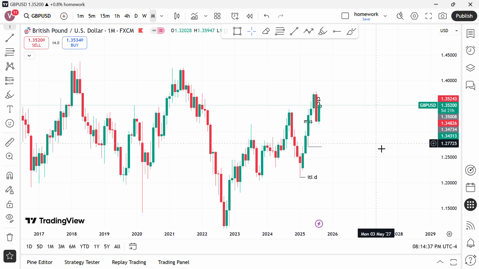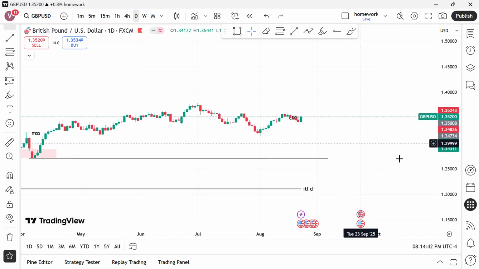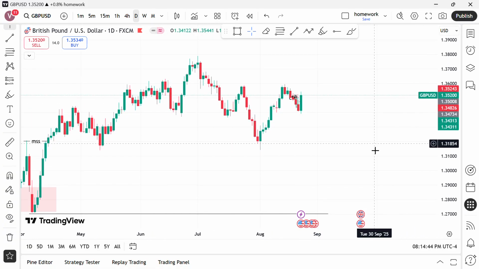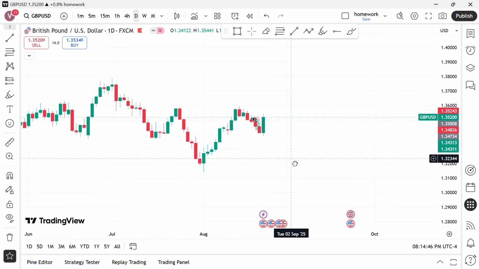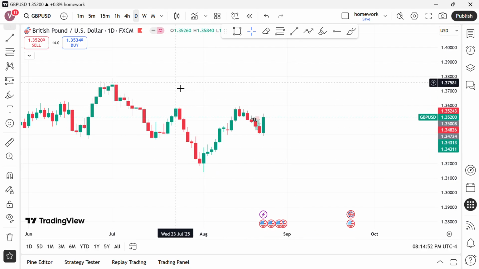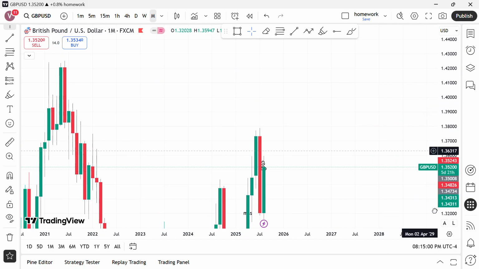Hello everyone. Today we shall talk about GBPUSD in detail and what happened with it last week and how you could have captured most of the expansion that it gave downwards. So let's start. Let's begin by analyzing the chart on the 1 month time frame.